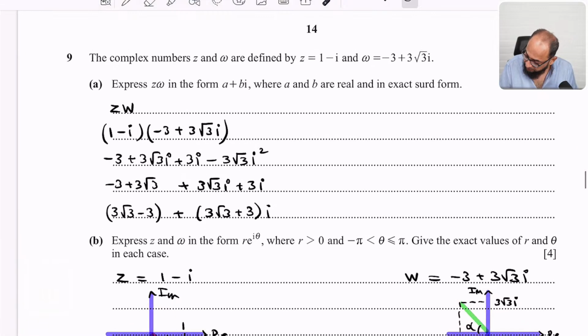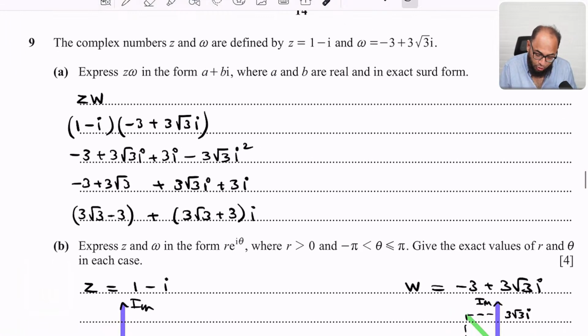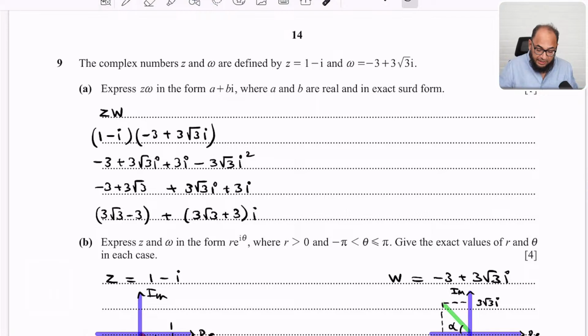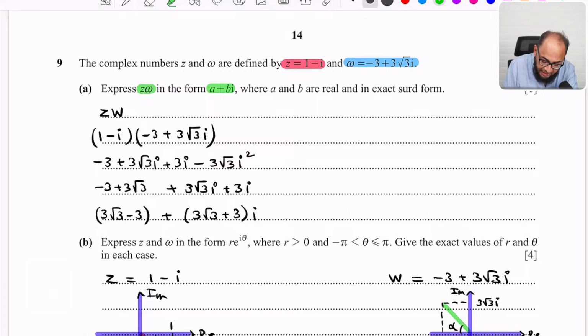Now, question number 9. Question number 9 says, this was a good one, the complex numbers z and w are defined by z is 1 minus i. So let me just highlight over here. z is 1 minus i and w is this thing. Express zw in the form a plus bi, where a and b are real and in exact surd form.